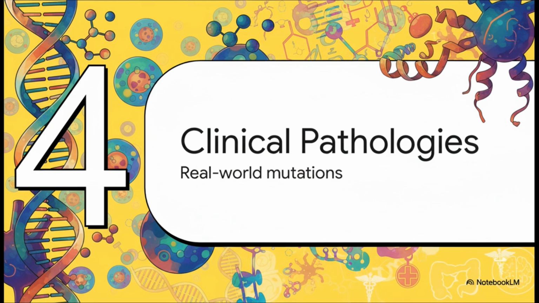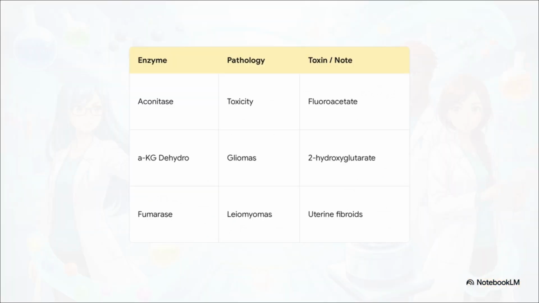Section 4. Clinical pathologies and mutations. Real-world consequences. Now, what's really interesting about this is how we can bridge dry biochemistry straight to the clinic. First up, aconitase. This enzyme can be fatally inhibited by fluoroacetate. That's a chemical found in rat poison that actually mimics acetyl-CoA. Next is alpha-ketoglutarate dehydrogenase. A very specific mutation involving NADPH here produces a rogue byproduct called 2-hydroxyglutarate.